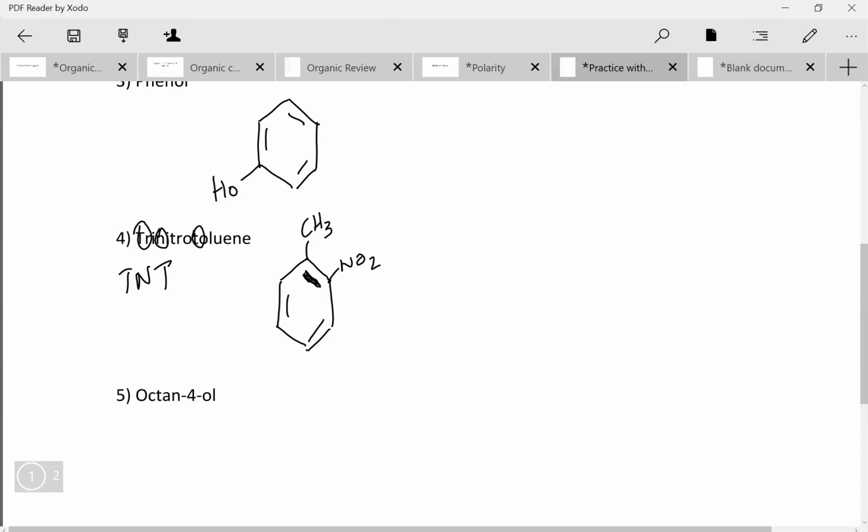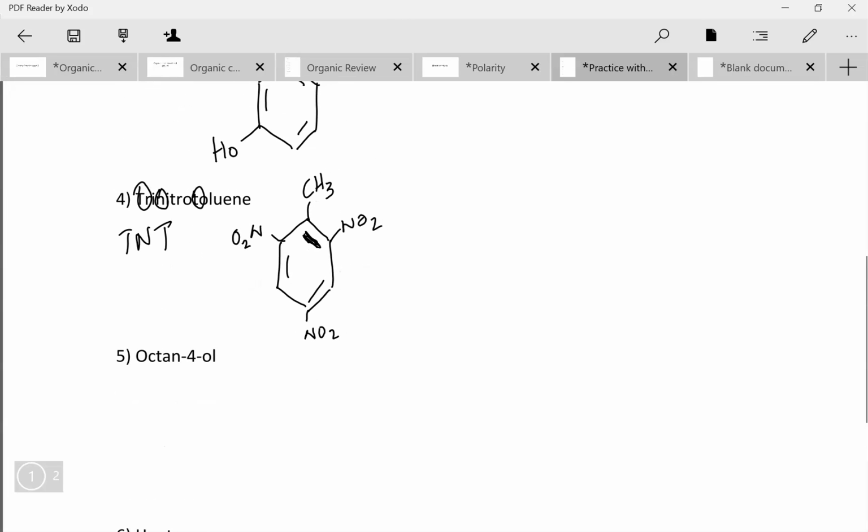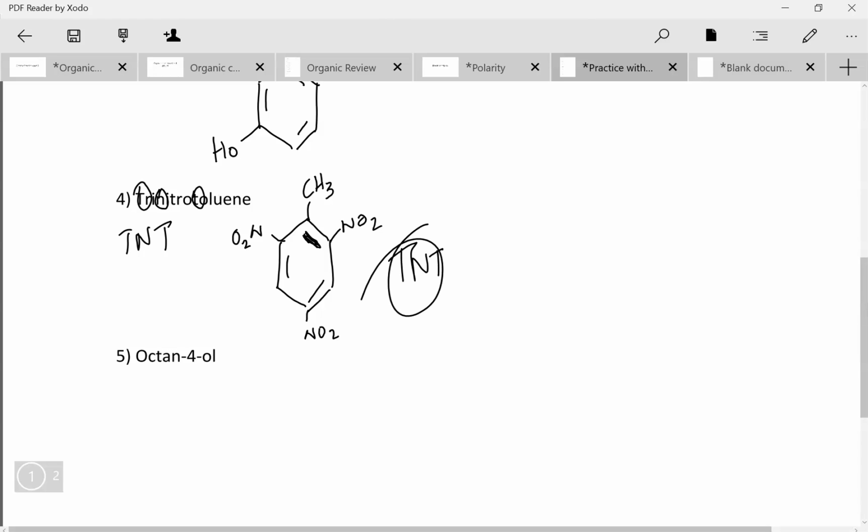Nitro groups is a functional group that we haven't talked about, but it is an NO2 functional group. Writing O2N versus NO2 is the same thing. It's just to show that that carbon atom is connected to the nitrogen, which is connected to two oxygen atoms. So that's trinitrotoluene, or the famous explosive TNT.